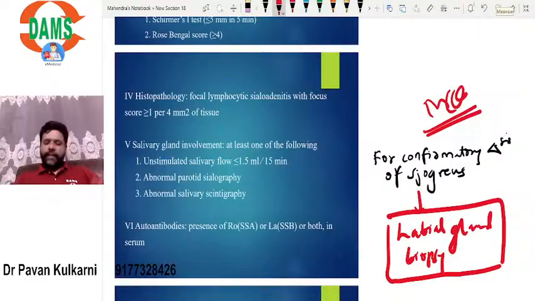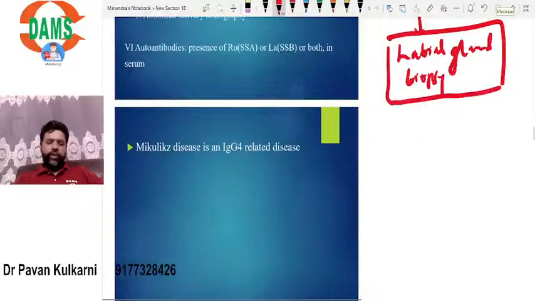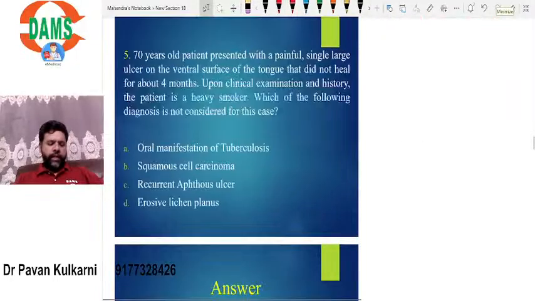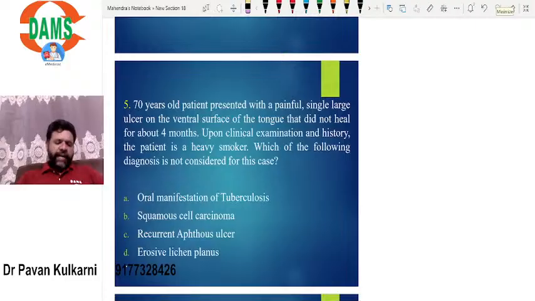Okay, so that is about Sjogren's syndrome. Now let us move on to the next question. A 70-year-old patient presented with a painful single large ulcer on the ventral surface of the tongue that did not heal for about 4 months. Upon clinical examination and history, the patient is a heavy smoker. Which of the following is not considered in the diagnosis?